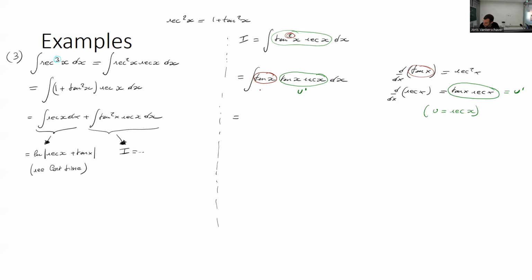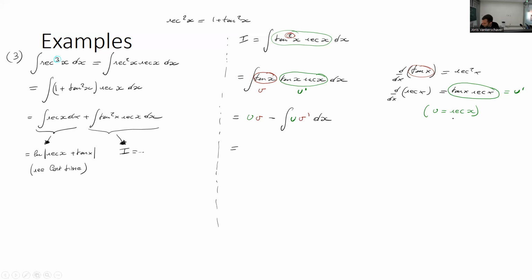And likewise, we're going to call this thing v, because it is easy to differentiate. The differential is just secant squared. Okay, so now we can pull everything together with our formula. We get that this is u times v minus integral of, sorry, u v prime dx. It's getting a bit late in the day. I make more mistakes than I'm used to.